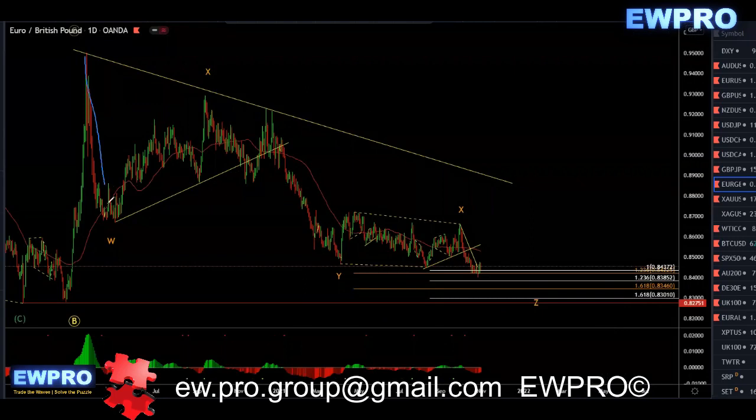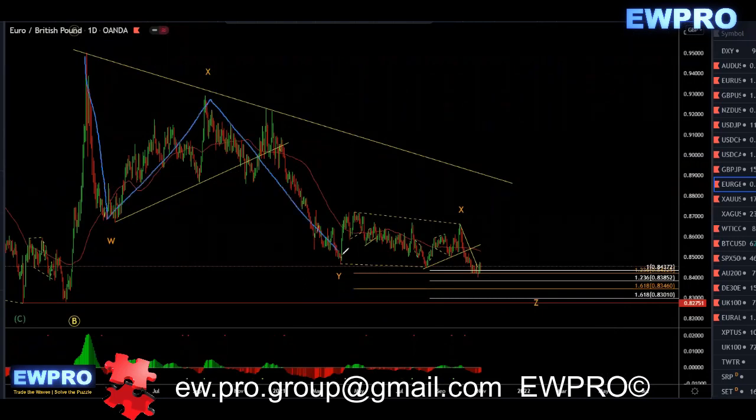So we're looking at WXY, X2, Z down. We've hit that first target, 123.6, and it can possibly go down to this 161.8, the second target.